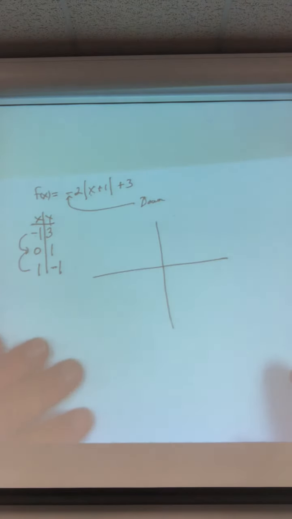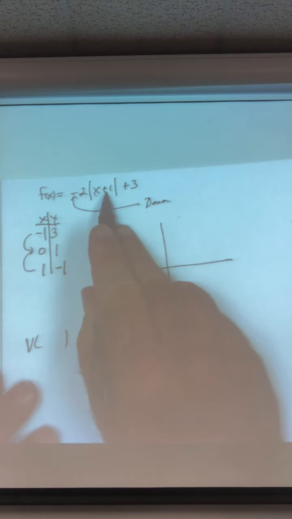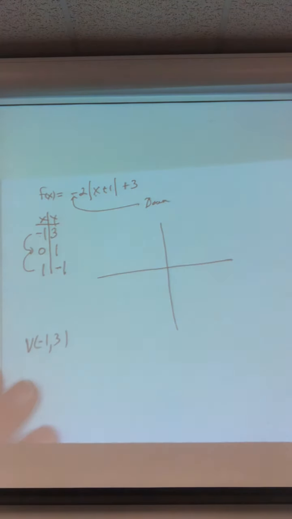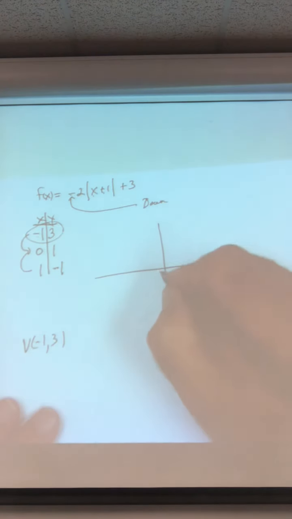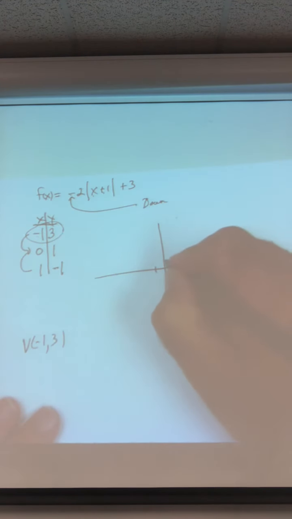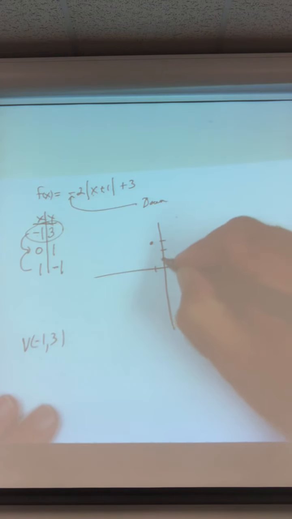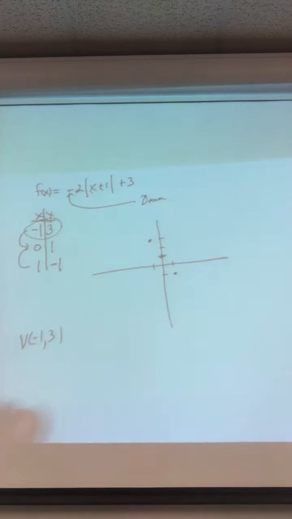So, let's plot this. Now remember, I said a while ago, the vertex, the opposite of this, -1, comma, and this right here is up 3. So that should be my vertex. It is. Look at your first point. If you plot -1, 3, that's to the left 1, up 3. Now, 0, 1, right there. And then 1, -1, is right there.